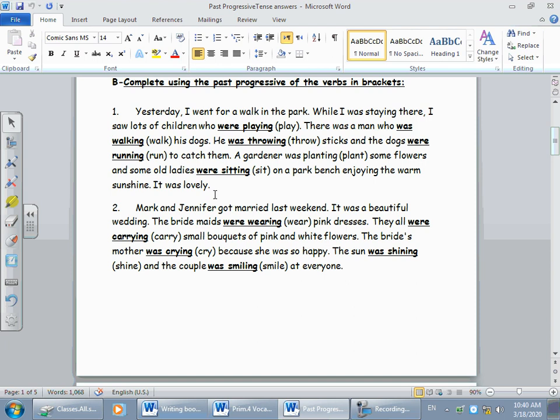It was lovely. Now we answered, or we put all the verbs in this paragraph in the past progressive as was requested in the question. As we said, the form of the past progressive is was or were plus verb plus ing.